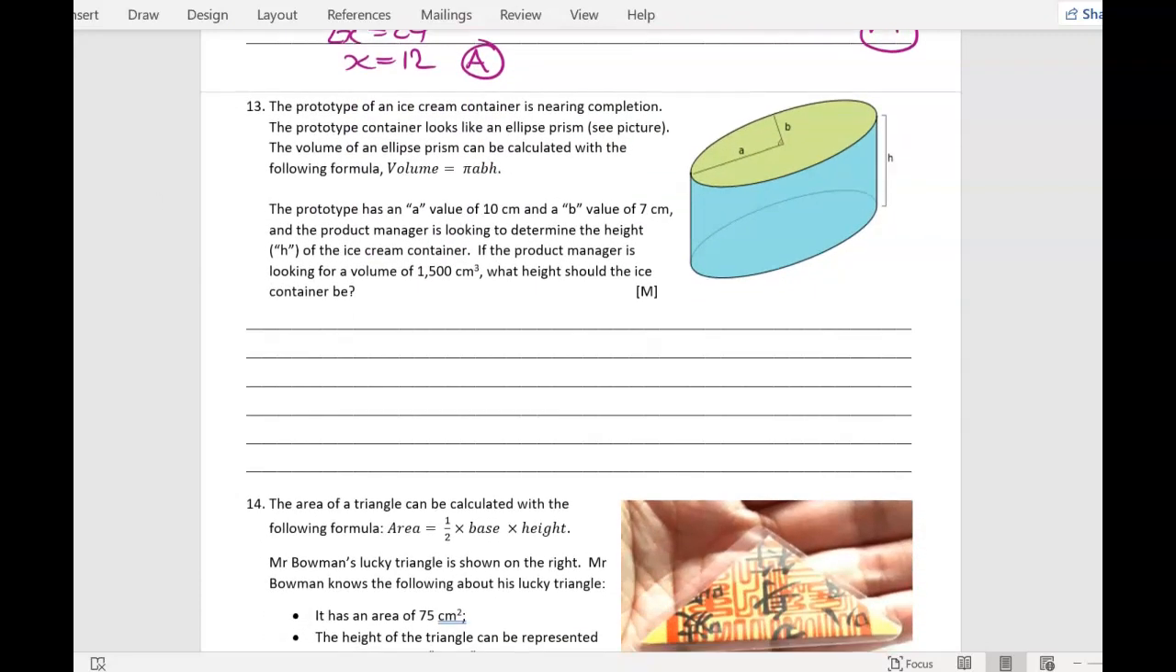So this was a prototype of an ice cream container. And this is an ellipse prism, which is an interesting shape I came across when I was coming up with the exam questions, and I thought, oh, I'll throw that in. And we've been given the equation of that prism. So I'm just going to write it down below. Volume is equal to pi times A times B times H. We've been told some values, so we know that A was equal to 10, and we know that B was equal to 7.